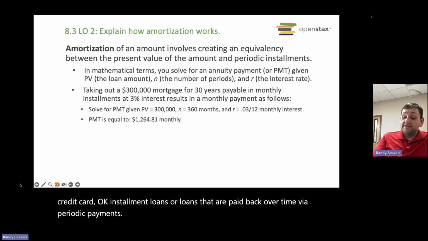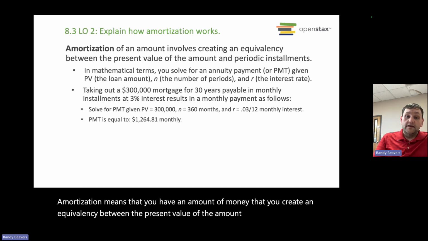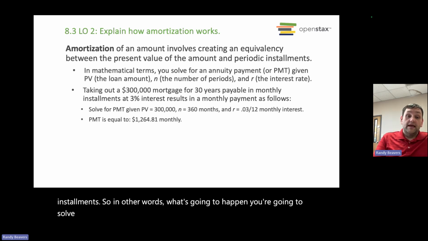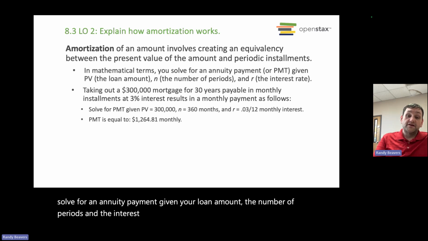Amortization means that you have an amount of money, and you create an equivalency between the present value of that amount and periodic installments. In other words, you're going to solve for an annuity payment given your loan amount, the number of periods, and the interest rate. Or you're trying to solve for PMT given PV, N, and R respectively.